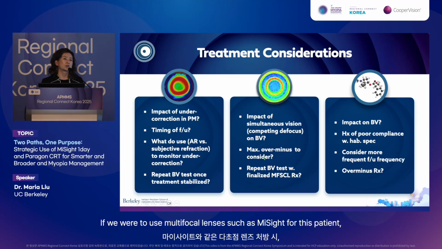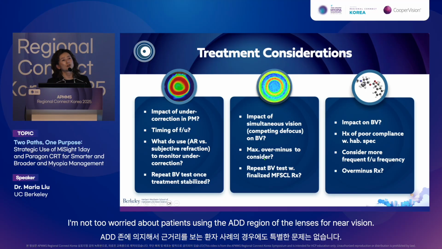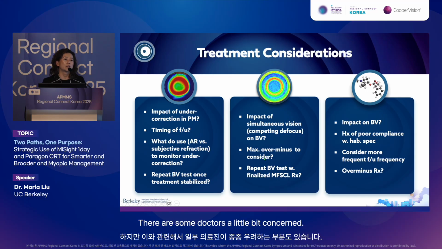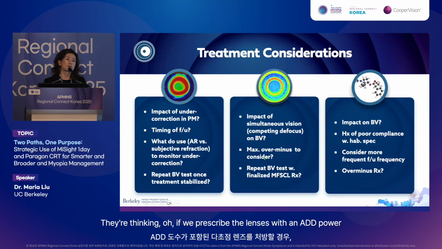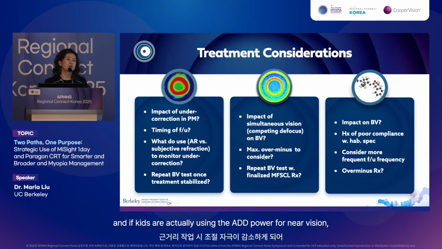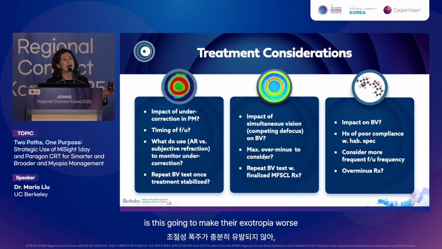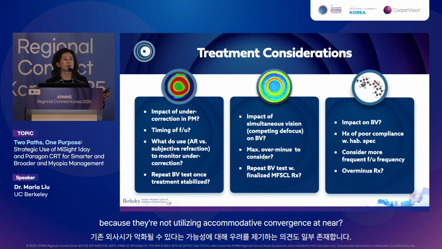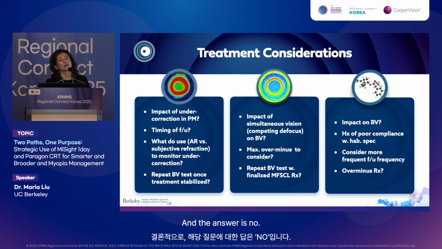If we were to use multifocal lenses such as MiSight for this patient, I'm not too worried about patients using the add region of the lenses for near vision. There are some doctors a little bit concerned. They're thinking, oh, if we prescribe the lenses with an add power, and if kids are actually using the add power for near vision, is this going to make their exotropia worse because they're not utilizing accommodative convergence at near? And the answer is no.